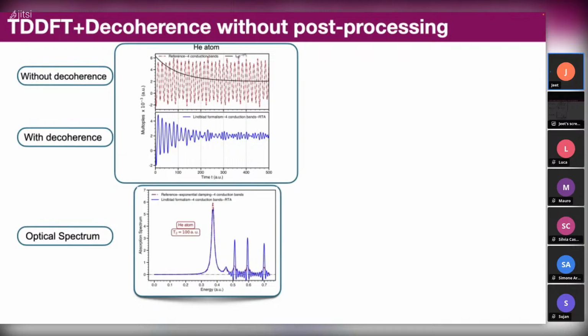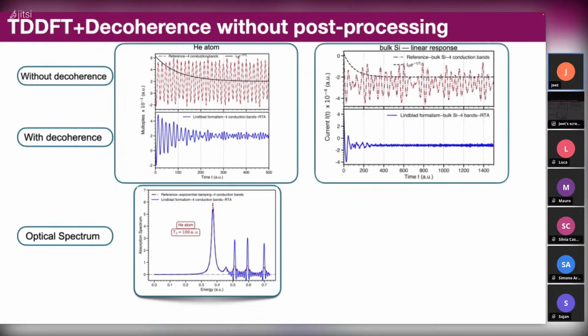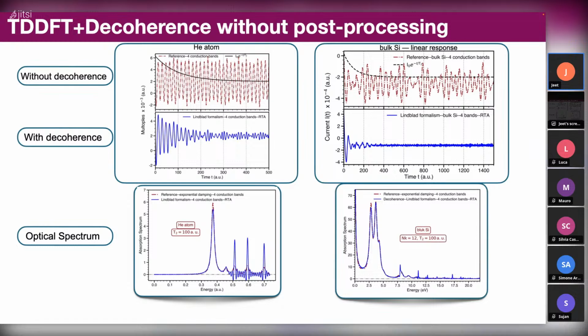And this is for the finite system, and now this is for the bulk. I performed the calculation for bulk silicon, and we applied a very weak delta kick to the four conduction bands. Here, as the dipole moment is not properly defined for the bulk system, we calculate the total current of the system. And if we take the Fourier transform, it has very good agreement with silicon.